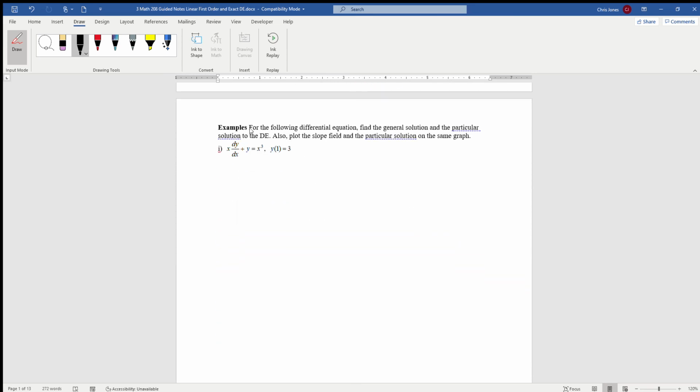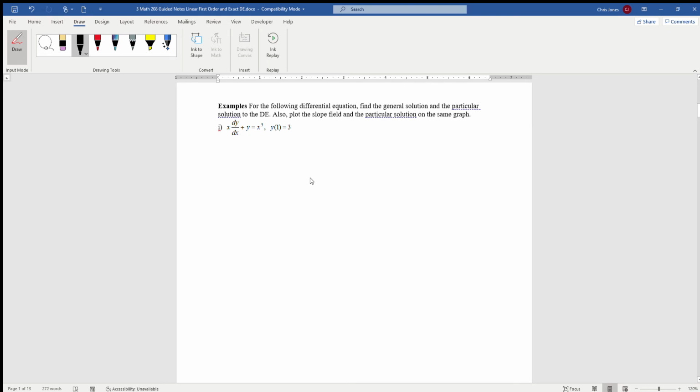So as a first example, we're going to find the general solution and the particular solution to this differential equation. We're going to plot the slope field and the particular solution on the same graph. All right, so let's first of all start by always putting this into the form of a linear differential equation. And we're going to go ahead and start by solving that for dy dx.